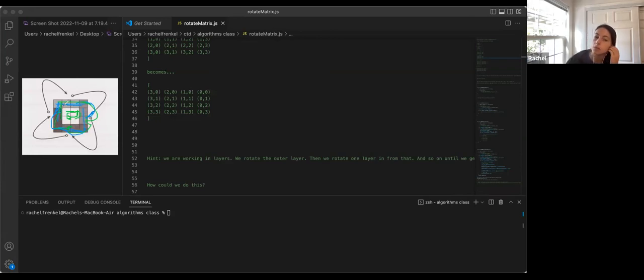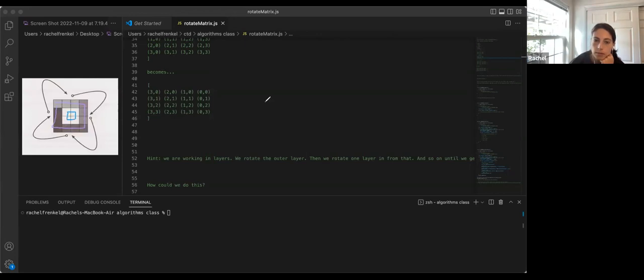And more than that, actually, we're just rotating one layer at a time, because as we'll see, we won't even rotate the entire edge at once. But we're going layer by layer. So first we're rotating this entire thing, and then we go to the inside and we rotate this entire thing.